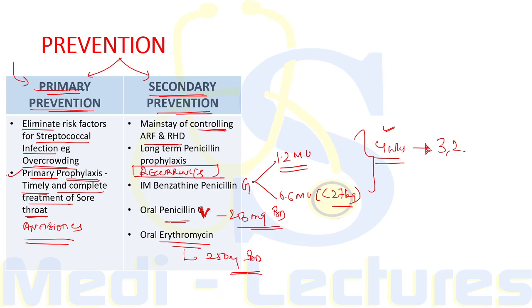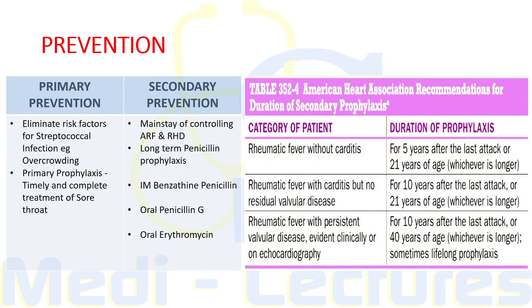Now what is the duration of this secondary prevention? So we have American Heart Association recommendations according to the category of patient. Suppose a patient has developed rheumatic fever without carditis. So the duration of prophylaxis will be 5 years after the last attack or 21 years of age, whichever is longer.